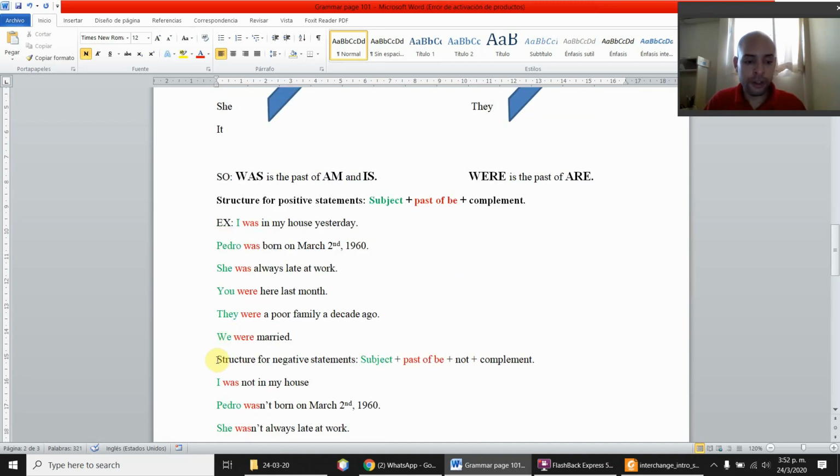Okay, now the structure for negative statements. Subject plus the past of be plus not plus complement. For example, I was not in my house. Look at the difference. I was in my house yesterday. I was not in my house yesterday. You see? All we have to do is add not after the verb be.